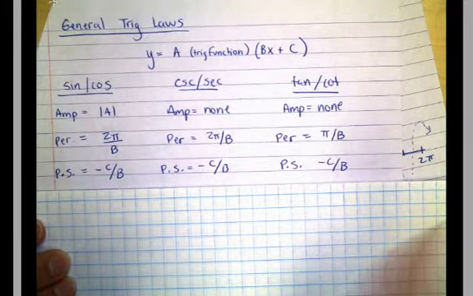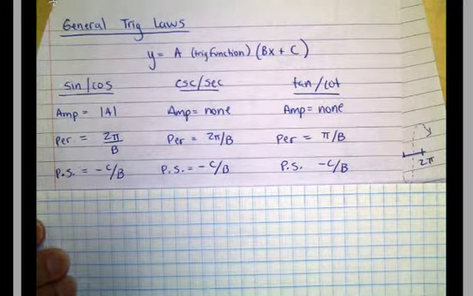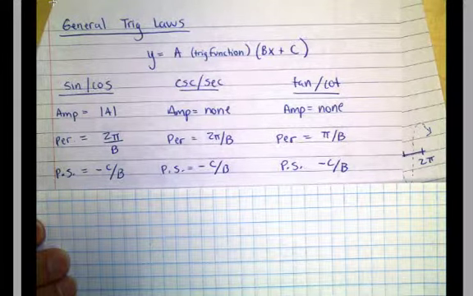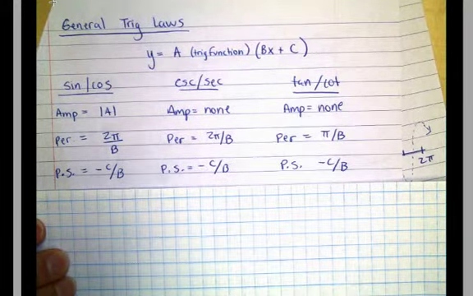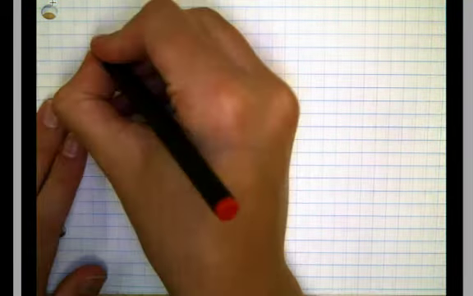And if you know these rules, I know they're kind of hard to commit to memory, but if you know them, then you can really figure out any trig graph, basically. So we're going to try an example. We're just going to test this out and do it. And we'll call this example 1 or something like that.